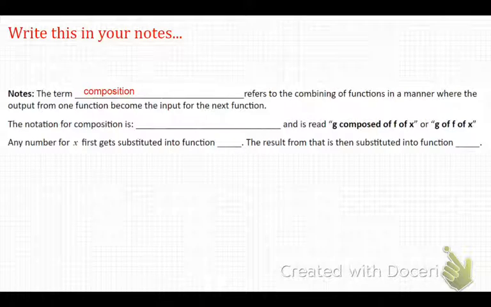The notation for composition is G of F of X, or F of G of X, or G of H. It doesn't have to be F and G, it can be any function name. But it's G of F with the parentheses, or G of F with the little circle, and it's read G composed of F of X, or G of F of X, and that's normally how I'll say it. And then any number for X first gets substituted into function F of X, the result from that is then substituted into function g of x.